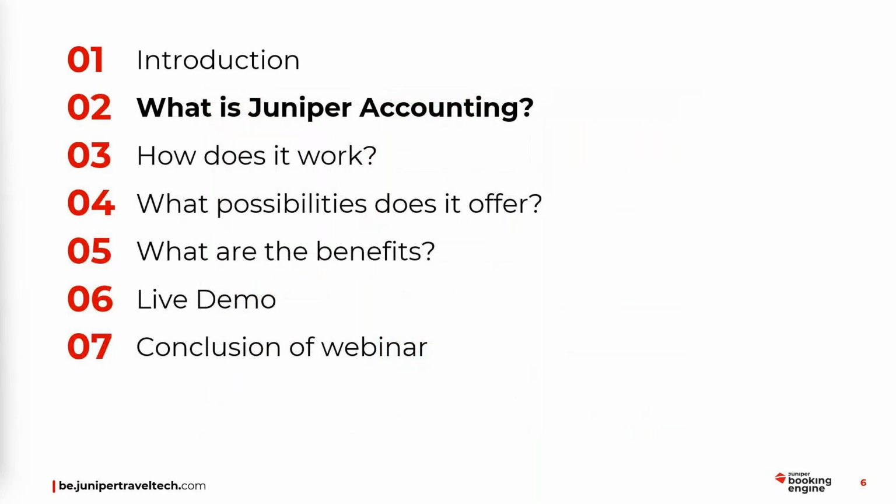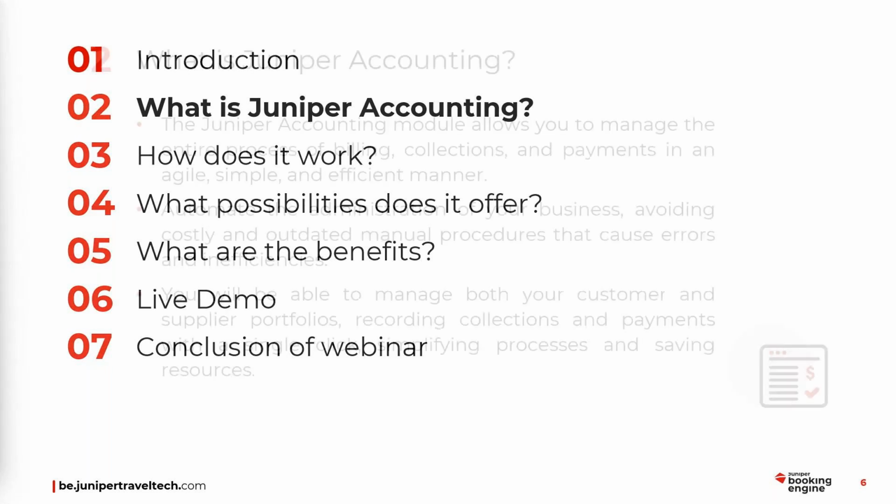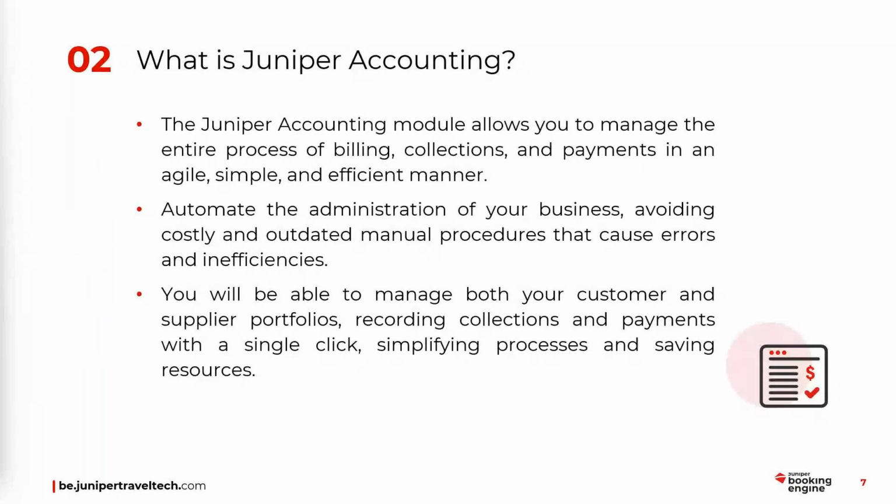What is the Juniper accounting module? The Juniper accounting module allows you to manage the entire invoicing, collection, and payments process quickly, easily, and efficiently. It automates the administration of your business, letting you forget about expensive and obsolete manual procedures that cause errors and inefficiencies. You will be able to manage both your customer and supplier portfolios, recording receipts and payments with a single click, simplifying procedures and saving resources.